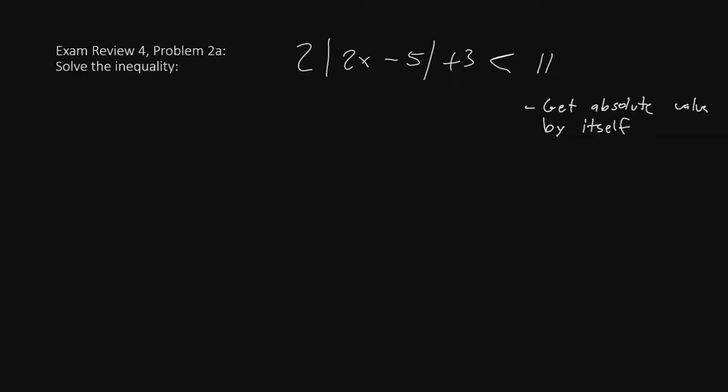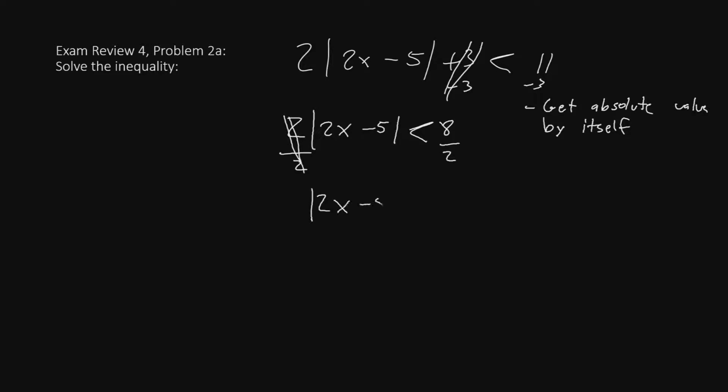So the first thing we'll move is this 3. Let's say minus 3 to both sides. The 3 cancels out, and we'll have 2 times the absolute value of 2x minus 5 less than 8. Now, divide by the 2 that's in front of the absolute value. The 2 will cancel out once again, and we'll have the absolute value of 2x minus 5 less than 4.